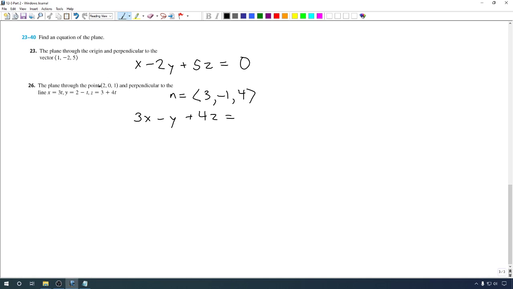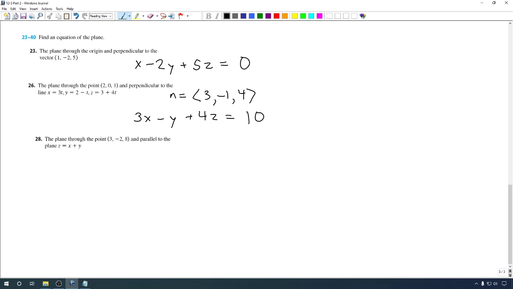What we need to do is plug in 2, 0, 1 into x, y, and z and see what we get. So here, 3 times 2 is 6, minus 0, so it's still 6, and then plus 4 times 1, so 6 plus 4 is going to give us a 10. This is the equation of the plane that passes through that point and is perpendicular to that line.